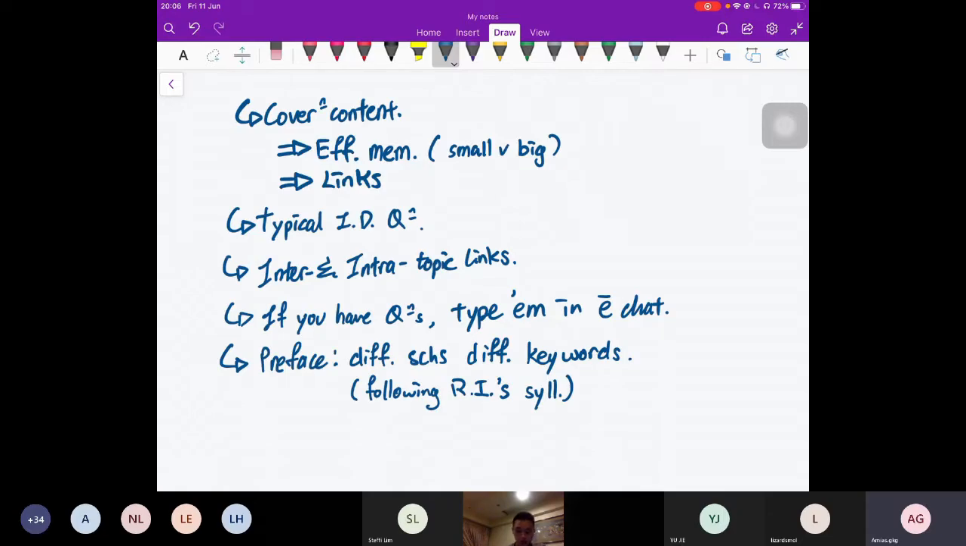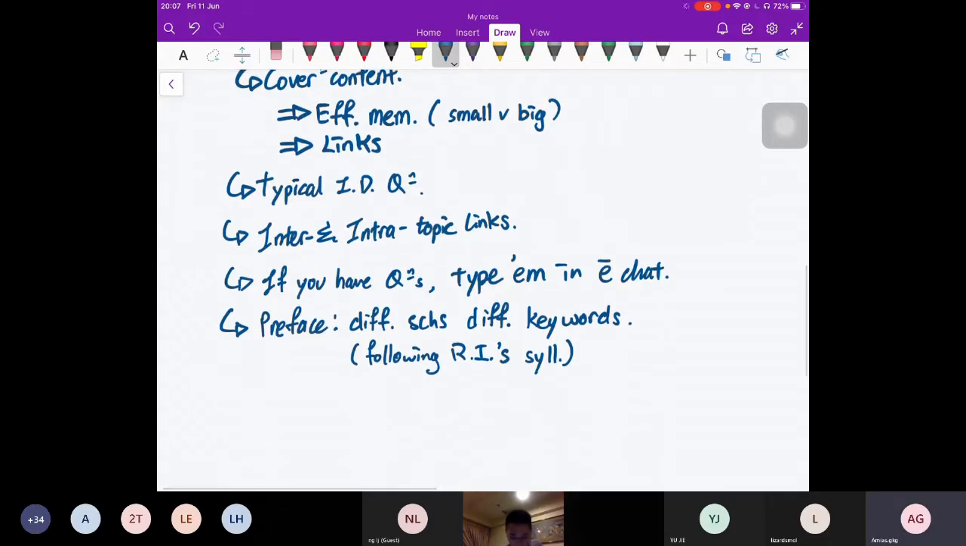Then we're going to cover a typical infectious diseases question, and we're going to talk about inter and intra topic links. So we're going to be talking about how a specific part of infectious diseases can be linked to proteins or other chapters that we have. And then if you have any questions, you can just type them in the chat.